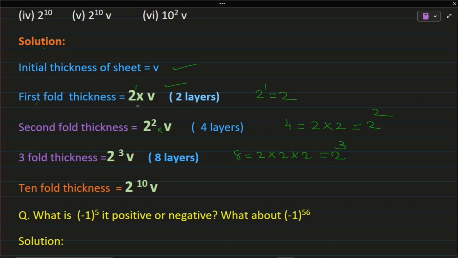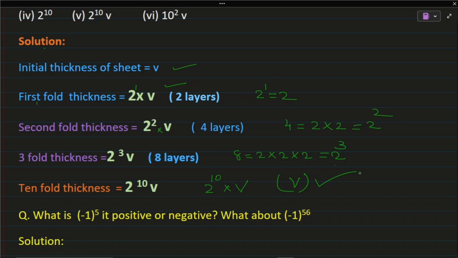When it is first, power of 2 is 1. And when it is second, then power of 2 is 2. And third, then power of 2 becomes 3. No other changes. Now 10th fold, if this pattern is following, then power of 2 becomes 10, that is 2 to the power 10 multiplied with V, that will be the thickness. That answer is given as 5th option, so this will be the correct answer.